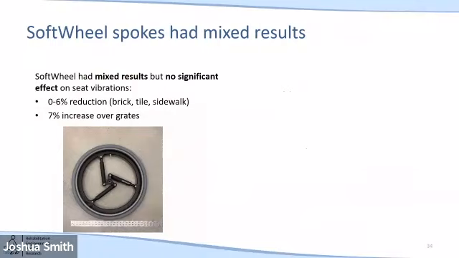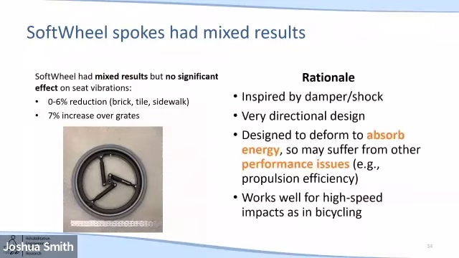And the soft wheel, as I suppose expected, had mixed results. But in general, it did have a reduction over brick, tile, and sidewalk. It did attenuate some of that vibration. It just didn't help on grates. So again, a very directional design, and it's designed to absorb energy by squishing these shocks down, these dampers.